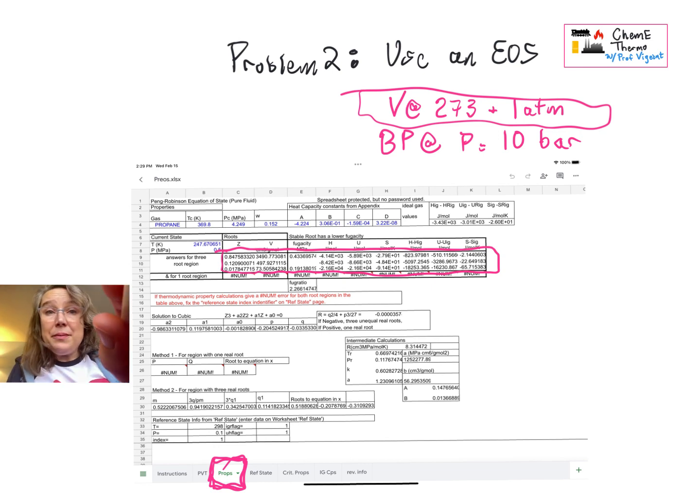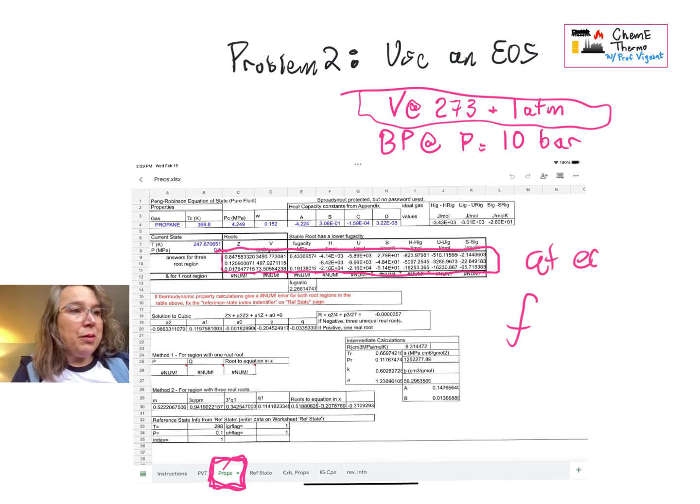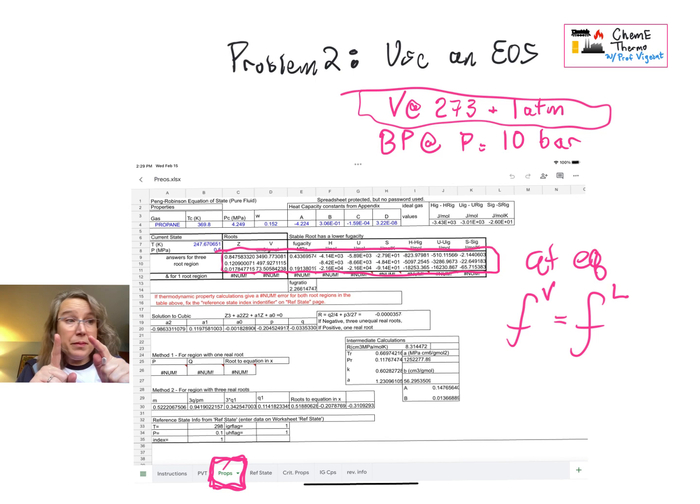How you'll know you're right is that at phase equilibrium, so at equilibrium, the fugacity of a vapor has to equal the fugacity of the liquid. That's got to be true at equilibrium. So, what do you do? Well, you look here where you see that this is calculating fugacity for you, and you type in the pressure that you know, the pressure that you want, and then you change the temperature until you see that these 2 values are the same. And then you'll know that the fugacity of the vapor is equal to the fugacity of the liquid, and that will be your boiling temperature.